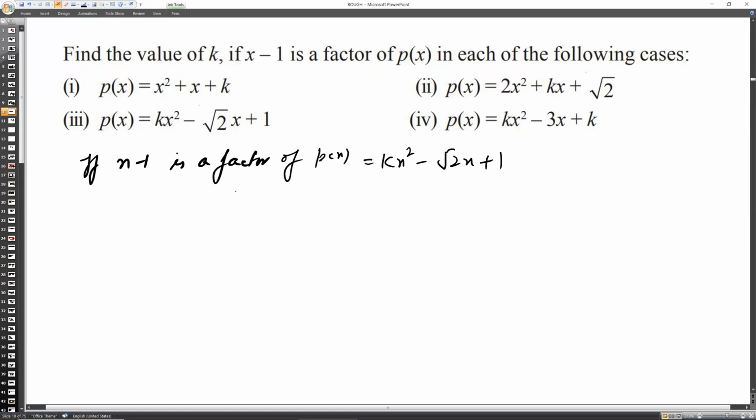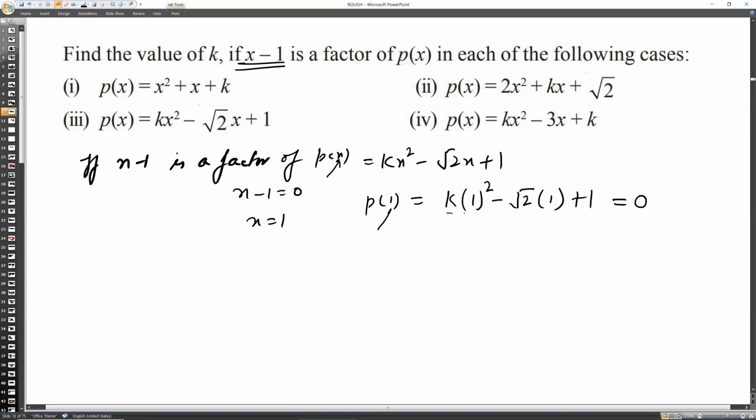then you will get x minus 1 equals 0, so x will be equal to 1. Now put the value of x as 1. So in p(x), in place of x we write 1, then it will be k into 1 square, minus root 2 into 1, plus 1. And then you have to equate it with 0 in order to find the value of k. Why do you have to equate it with 0? Because it is given that it is a factor. So when you put the value of x, the whole term will become 0.